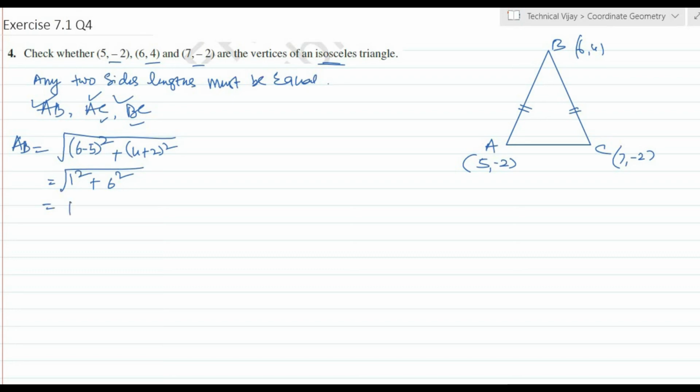So here 1 square means 1, 6 square means 36. So this is the square root of 37. This is square root of 37 units. Okay, so now we will calculate BC.